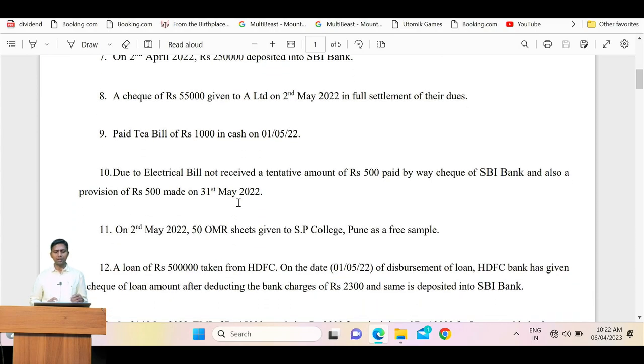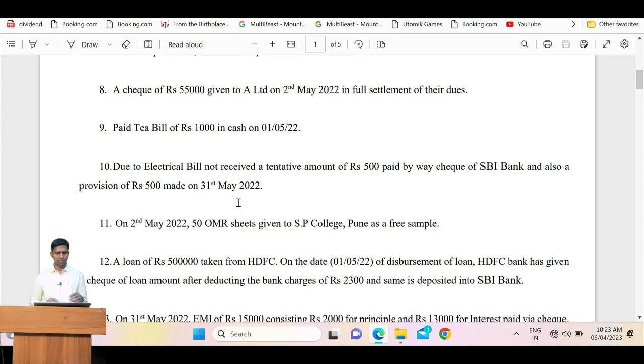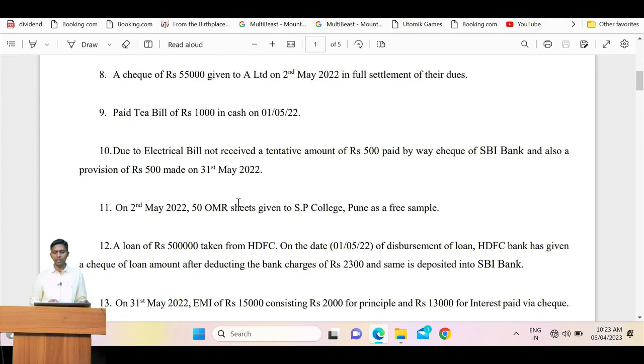Here also, we are doing quarterly accounting, and our target is to calculate the quarterly profit. In this quarter, I think the May month's bill is not received. There were tentative 500 we paid to the electricity board, and we are also going to make the provision for 500.